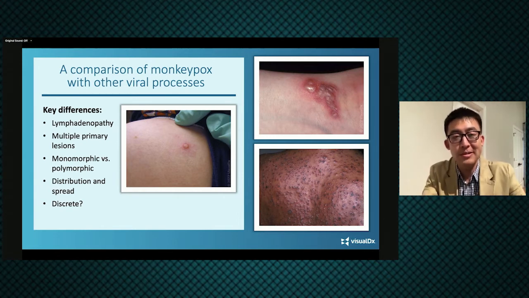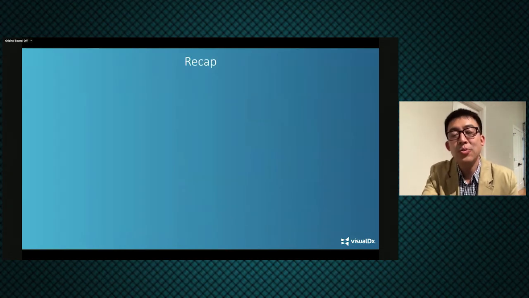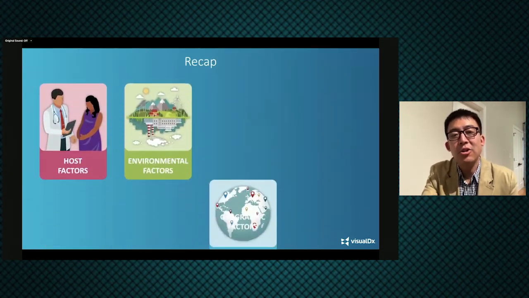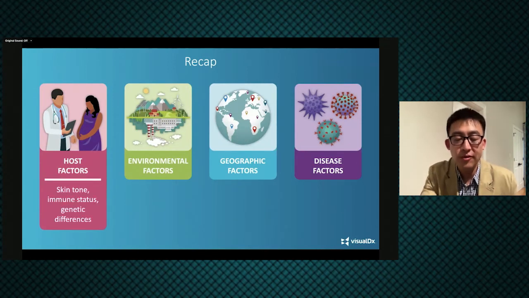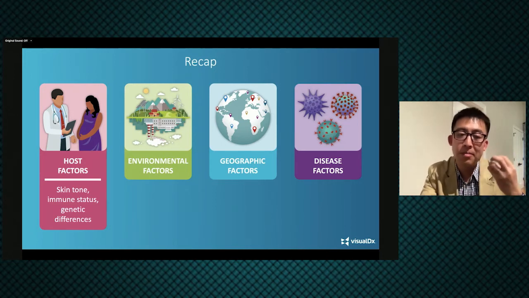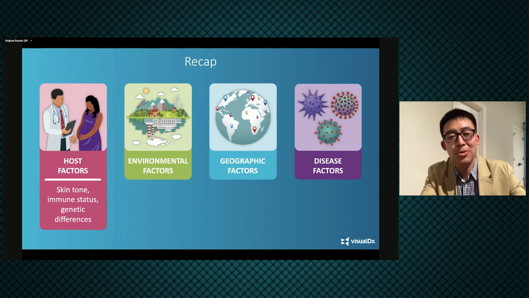So to recap what we've talked about today, think about the factors that may alter how a skin disease might present. There are host factors that include underlying skin tone, immune status, and a patient's genetic differences. One that always comes to mind, perhaps just because of my own ancestry, is the HLA subtypes that put me at particular risk for severe cutaneous adverse reactions.